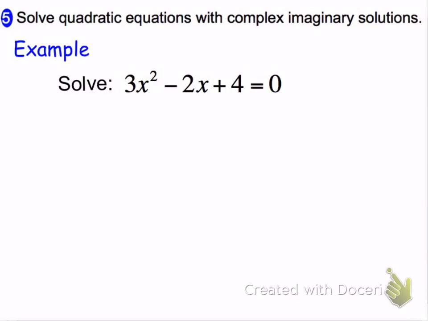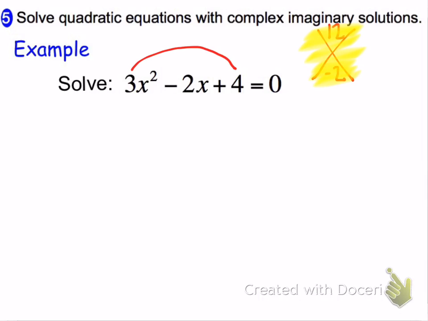Solving quadratic equations with complex imaginary solutions. Oh my goodness, right? So let's first figure out if it's even factorable. Well, 3 times 4 is 12, and negative 2. What two numbers multiply to 12 and add to negative 2? Last time I checked, there wasn't a solution. If you find one, let me know. But I am not there yet.